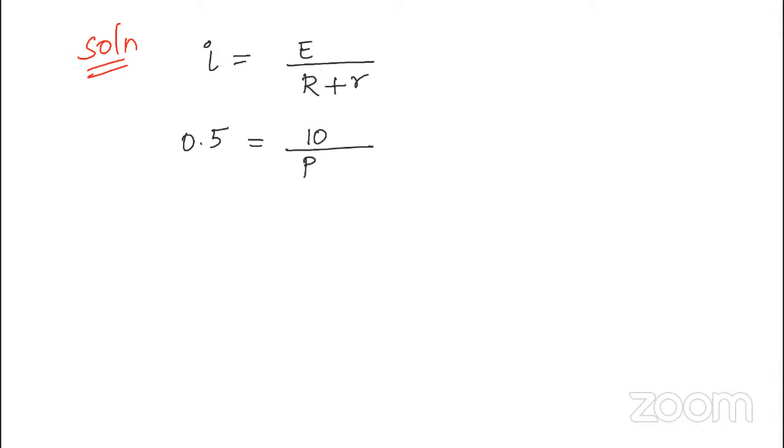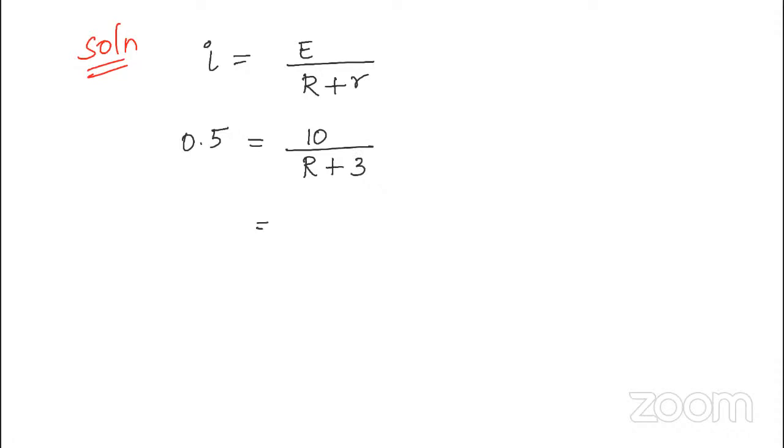So let us now go for the solution. I is equal to E divided by R plus r. Here they are given the value for I, it is 0.5. Then the E value is 10 volt. Here the capital R value we have to find out, and the small r internal resistance value is 3 ohms.